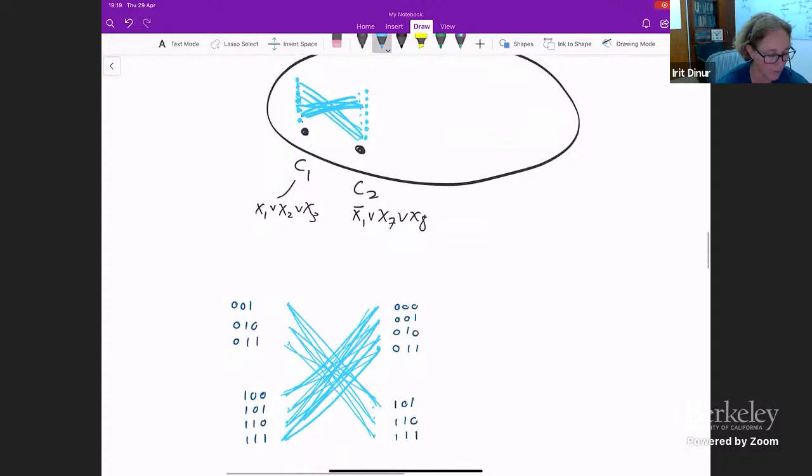So here I wrote an example. If the clause was x1 or x2 or x3, it means that the value 0, 0, 0 is disallowed. So the values are 0, 0, 1, 0, 1, 0, and so on. And the clause next to it, C2, they share a variable. This one has x1 and this one has x1. And in this clause, the value that's disallowed is 1, 0, 0. So I have all 4 assignments starting with 0, but the 1, 0, 0 here is not allowed.